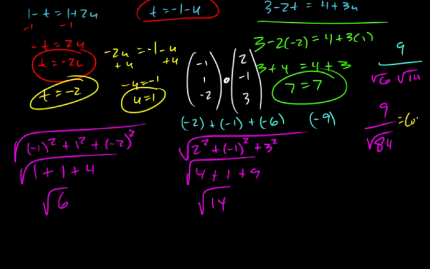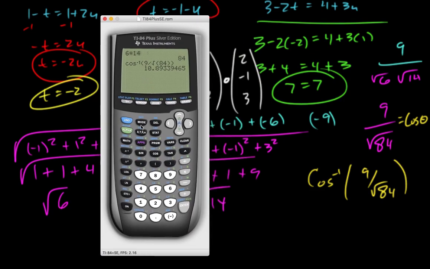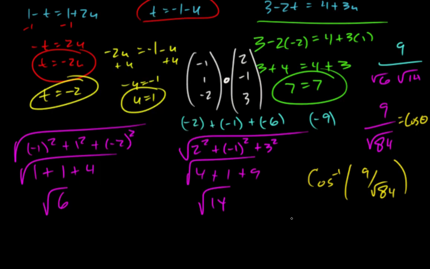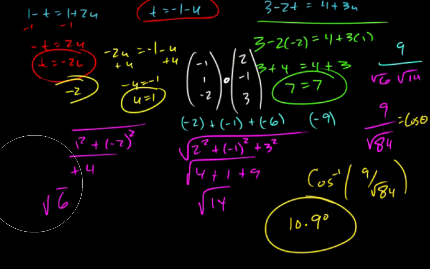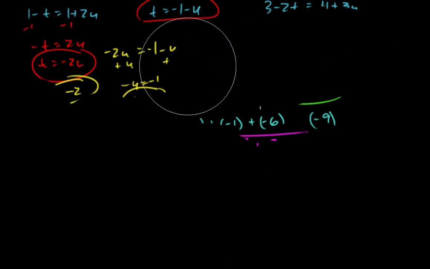And this is equal to cosine theta. So if we do the inverse cosine of both sides, we get this. Come to our calculator. I'm going to make sure I'm in degrees, which I am. Then we do the inverse cosine of 9 divided by the square root of 84, we end up with 10.9. So that's the angle between those. And then we just have a part C that we need to do.